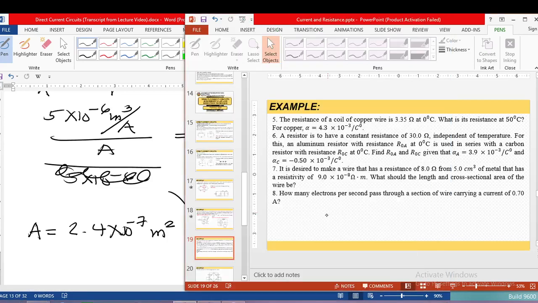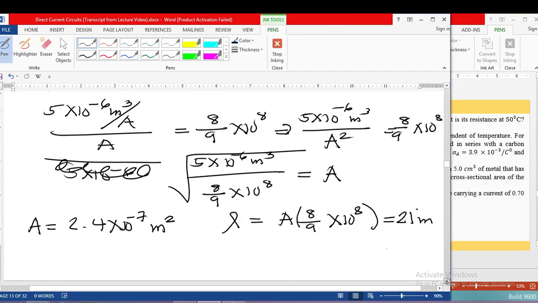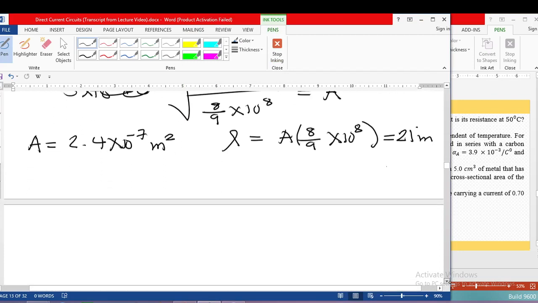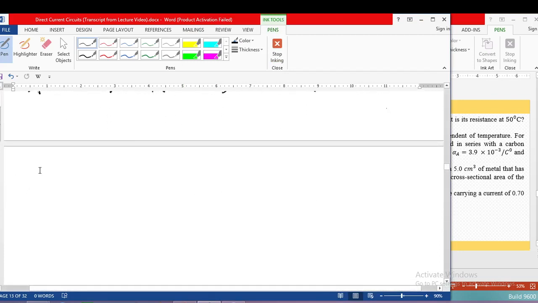So the last problem before going to Kirchhoff's law is this one. How many electrons per second pass through a section of wire carrying a current of 0.70 amperes? So we have to assume that the current is the average current. So the current is equal to Q over T. So the current is said to be 0.70 amperes, Q over T. And how to find the number of electrons? It is per second.